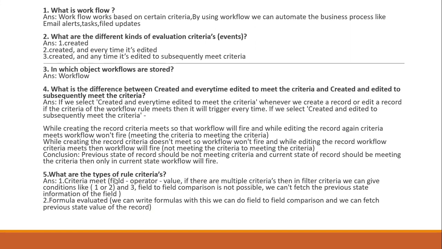Next question: what are the types of rule criteria? Criteria met: field, operator, value. If there are multiple criteria, then in filter criteria we can give conditions like 1 and 2 and 3. Field to field comparison is not possible. We cannot fetch the previous state information of the fields. Formula evaluation: we can write formulas, we can do field to field comparison, but we cannot fetch the previous state value of the record.